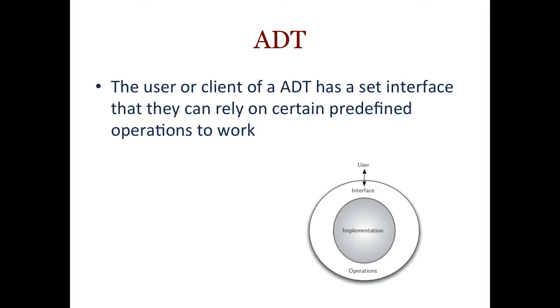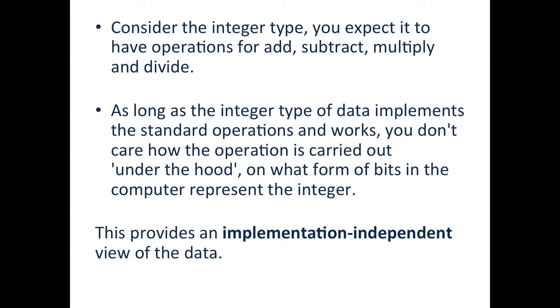So the user or client of an ADT has a very specific interface that they can rely on certain predefined operations to work. So if you consider the integer type, you expect it to have operations like add, subtract, multiply, and divide. And as long as the integer type of data implements the standard operations, you don't care how the operation's carried out under the hood, or what form of bits in the computer represent the integer. So this provides an implementation independent view of the data.